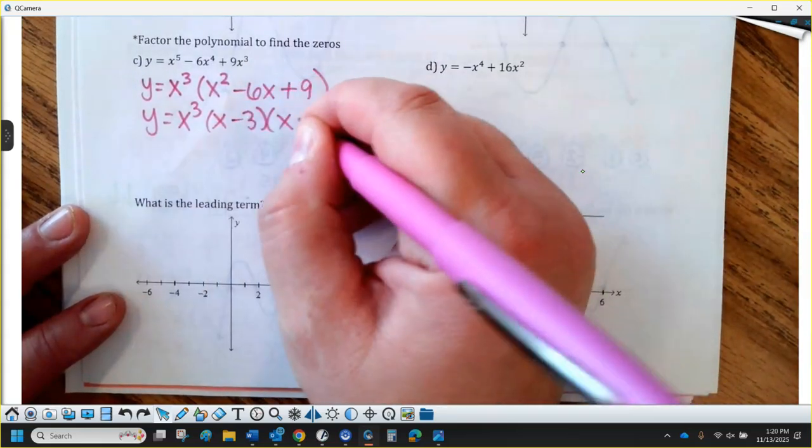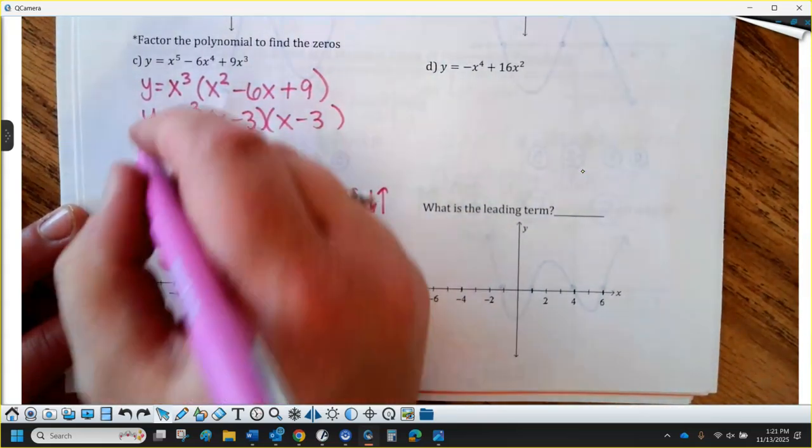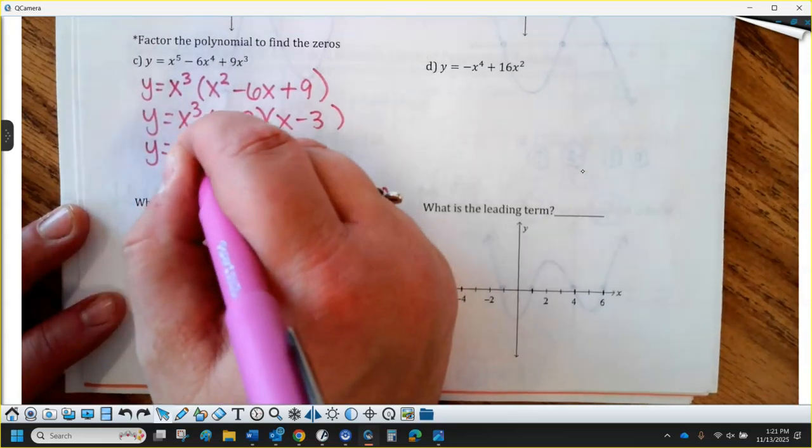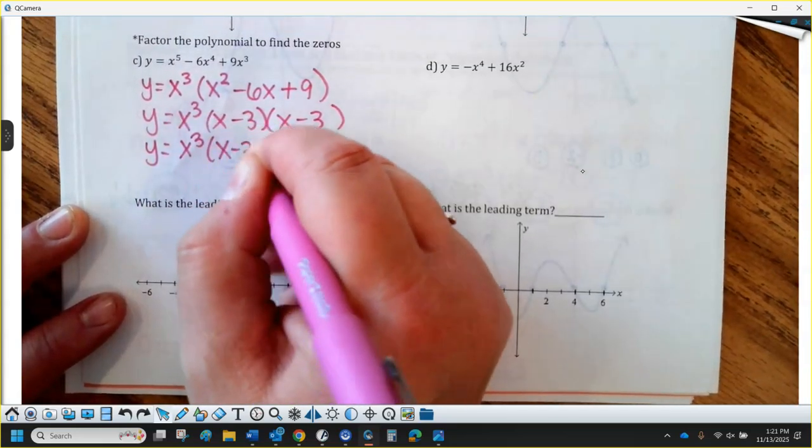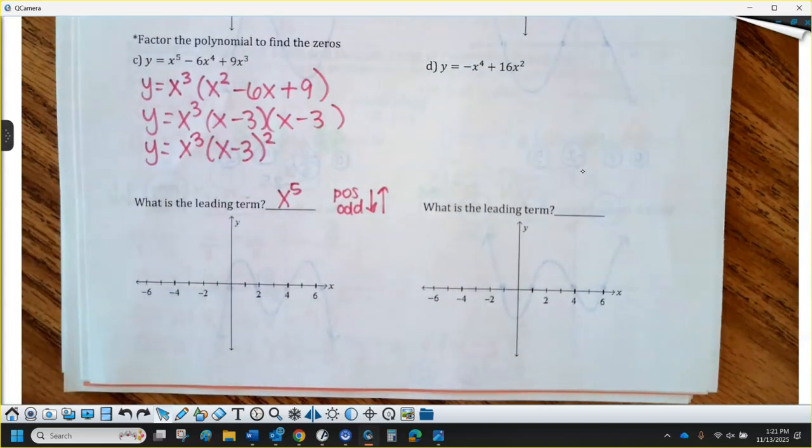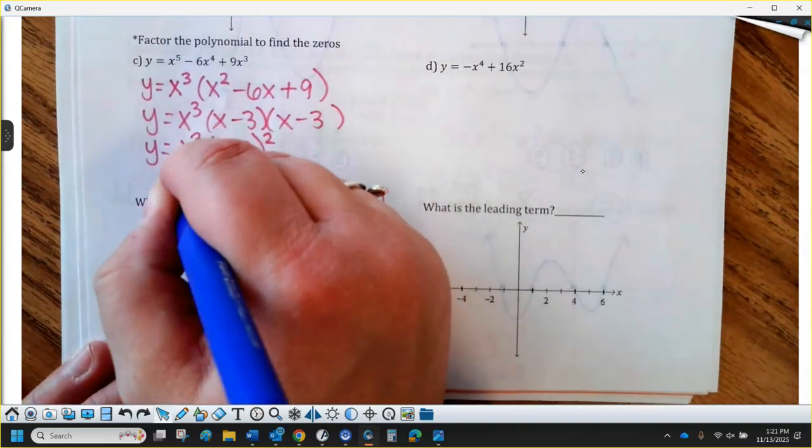Okay, they're both -3. This is actually one of those perfect square trinomials. So I actually have 2 of those, which means that has a multiplicity of 2. So I have an even multiplicity here. All right, so when we do our graph, I have 0.